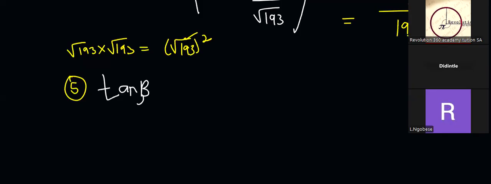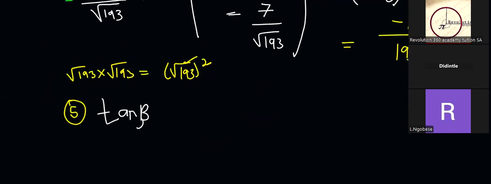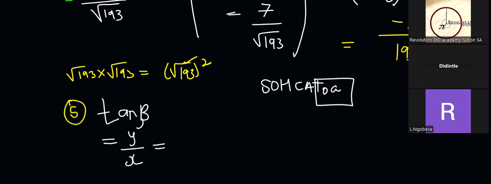Tan is equal to opposite over adjacent. And then we are going to check, because I'm getting it from SOHCAHTOA. Let me show you. SOHCAHTOA. So that's the T-O-A part, which is tan. Tan is opposite over adjacent. So opposite we show with y, adjacent we show with x.